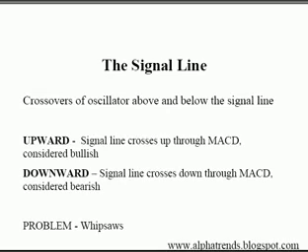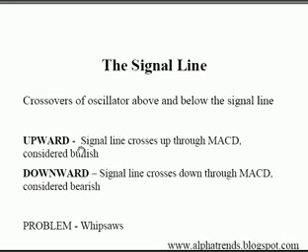And I actually don't even use the signal line, but I want to explain it here so you can see how it's traditionally used. The signal line, again, is a 9-period exponential moving average, and that's going to cross above or below the MACD, which again was the distance between that short and longer term moving average, the 12 and 25 period.